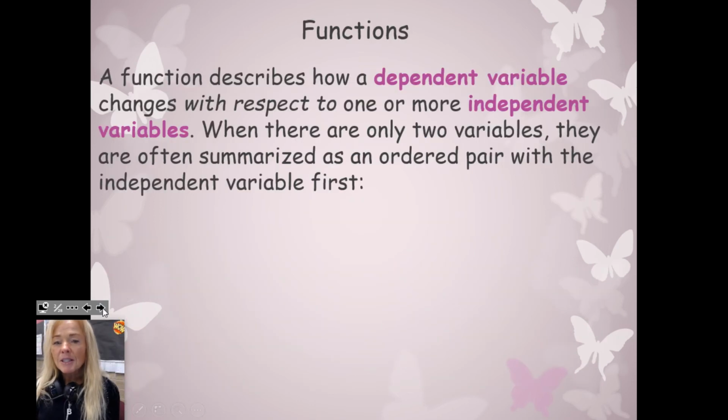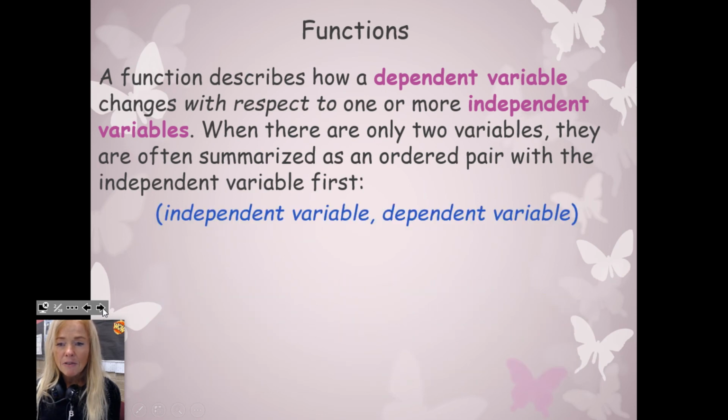So the first thing we need to understand is functions have a couple of parts, and you see them there. They have an independent variable, which is generally the x, and then a dependent variable, which is generally the y. Usually we see this in an ordered pair such as (x, y).